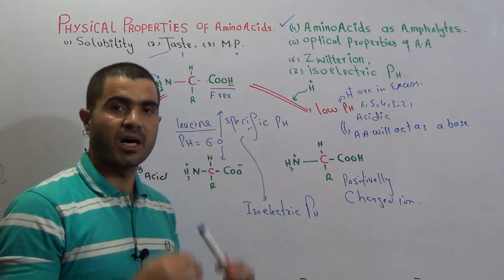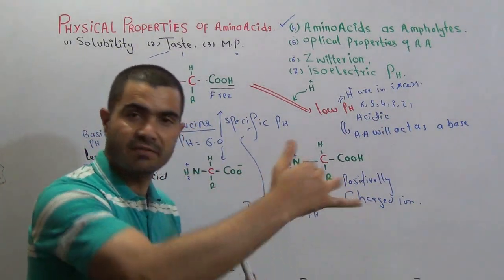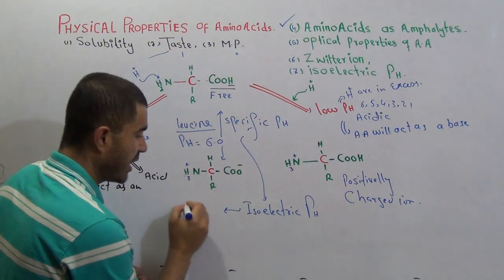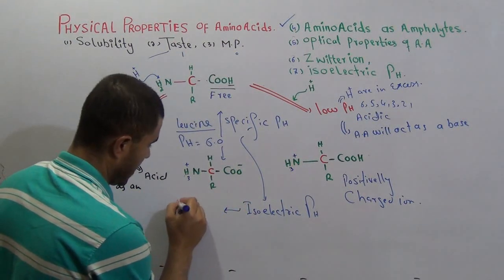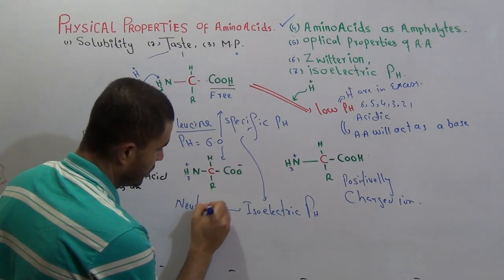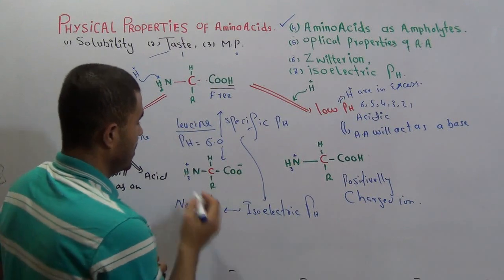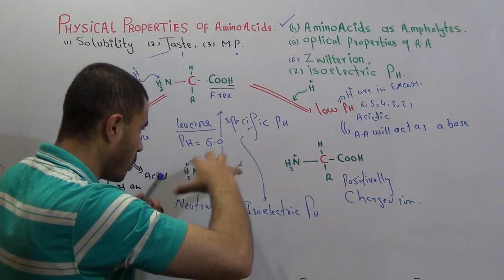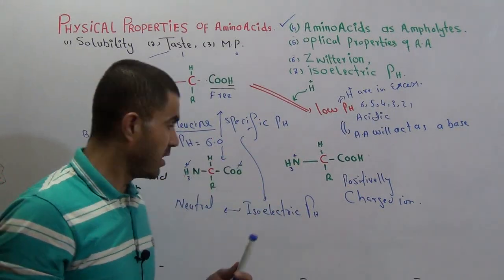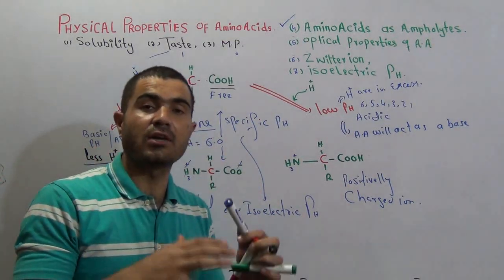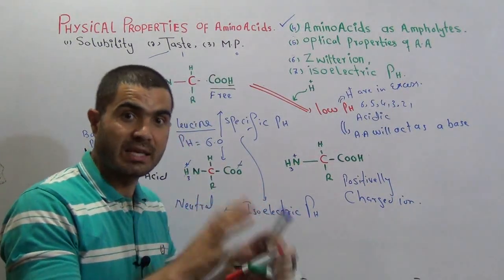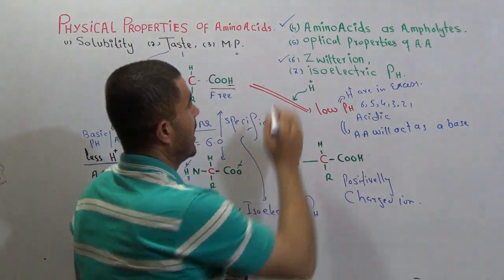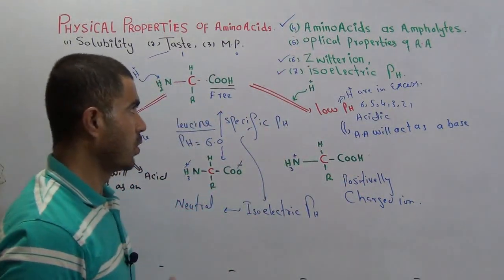It is the pH at which the amino acid acquires both positive and negative charge, and also at that pH the amino acid will be overall neutral. Why? Because the positive charge will cancel the negative charge. For this reason, the overall amino acid will be considered neutral. So we got the definition and concept of isoelectric pH as well. So Zwitterion has gone, isoelectric pH has also gone.